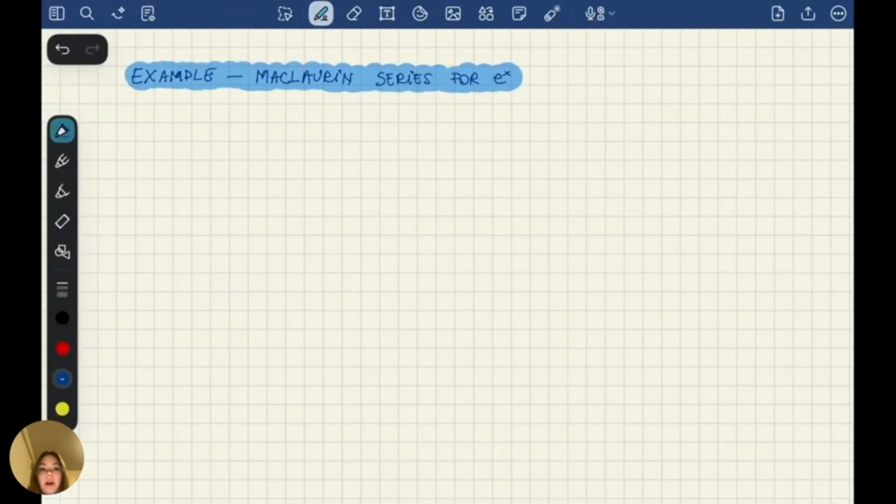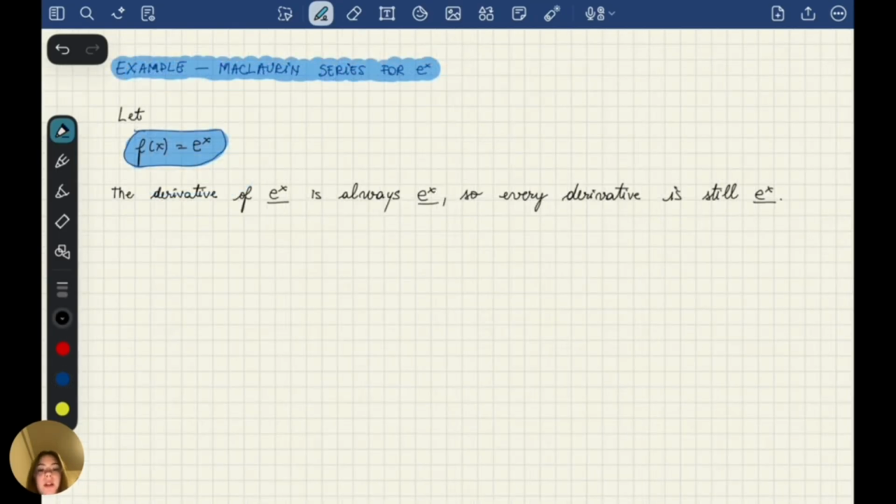We talked about the Maclaurin series, so now we're going to go through an example of it, which is the Maclaurin series for e to the x. So we set f of x equal to e to the x. We know that the derivative of e to the x is always going to be equal to e to the x. So every derivative is still going to be equal to e to the x. That means that if we set x equal to 0, f of 0 is going to be equal to e to the 0, which is 1.